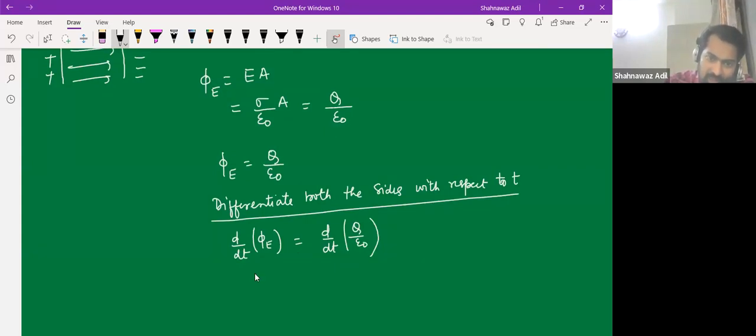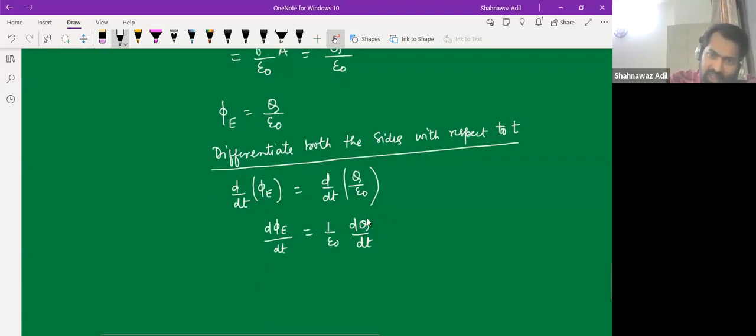So this is constant, right? So this is d phi E by dt, and I can take epsilon naught outside, and this is dq by dt. What is this dq by dt? Rate of flow of charge. That is the current that I defined, right? So this current, let me just name it as I D, and this is d phi E by dt.